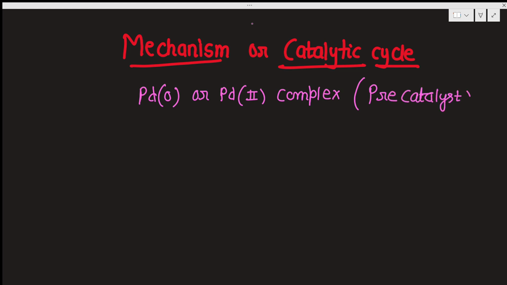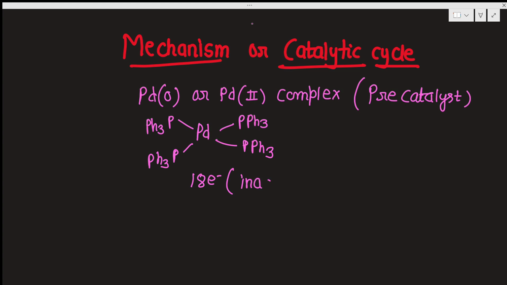Why we cannot use them as it is? Because suppose we are taking Pd(PPh3)4. This is a ligand, PPh3 ligand. Okay, and this is the complex of 4 coordination number. Now in this complex, if you look at, it is actually 18 electron species. So it is inactive. It cannot take part in the reaction. It cannot undergo the oxidative addition reaction. So we cannot take it as it is.